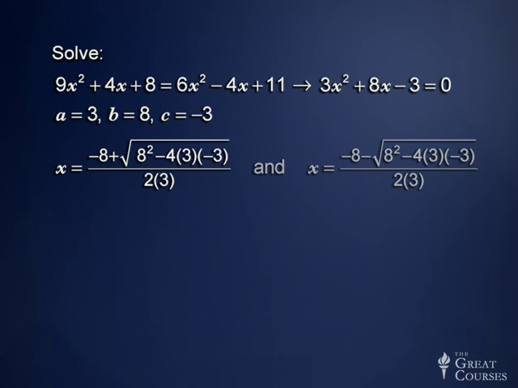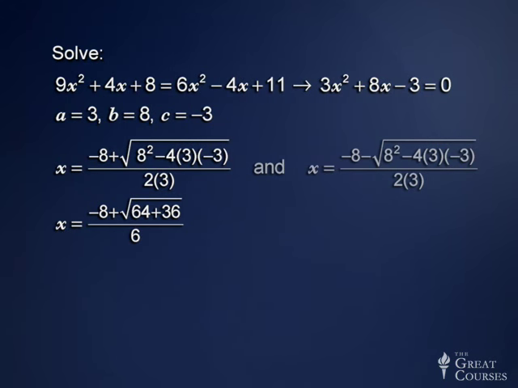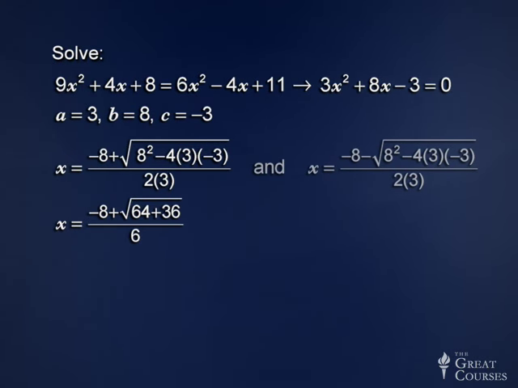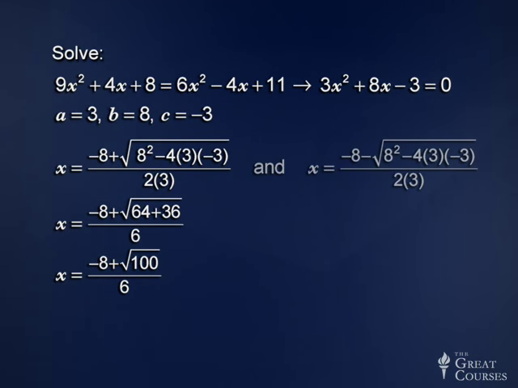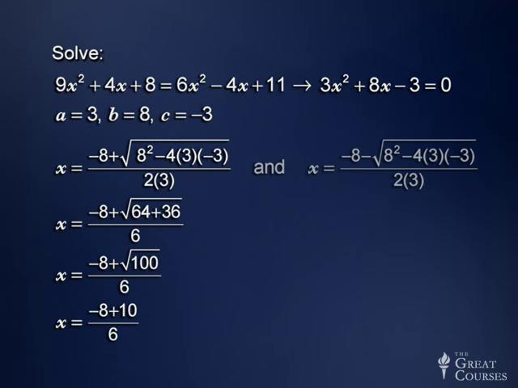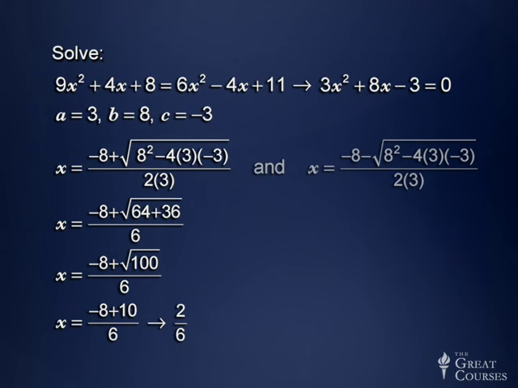Let's simplify that first solution now. It's going to be negative 8 plus the square root of 64 plus 36, all divided by 6. Notice that we got a plus 36 there because we took minus 4 times 3 times negative 3. That all simplifies to x equals negative 8 plus the square root of 100, divided by 6, and the square root of 100 is pretty straightforward. It's just 10. So we have x equals negative 8 plus 10, all divided by 6, which is 2 over 6, which is 1/3.